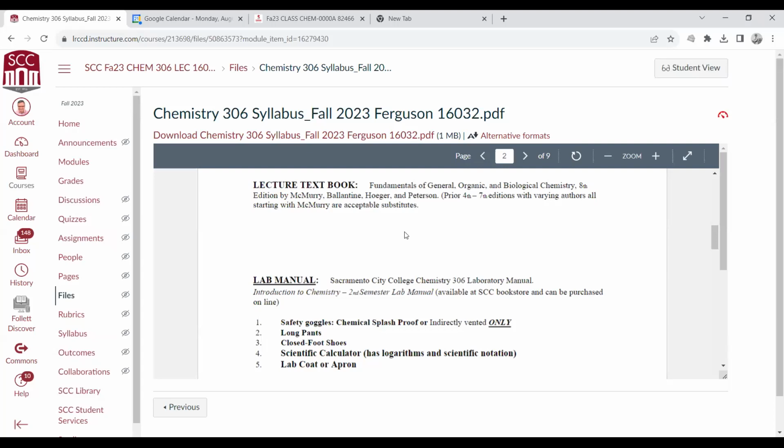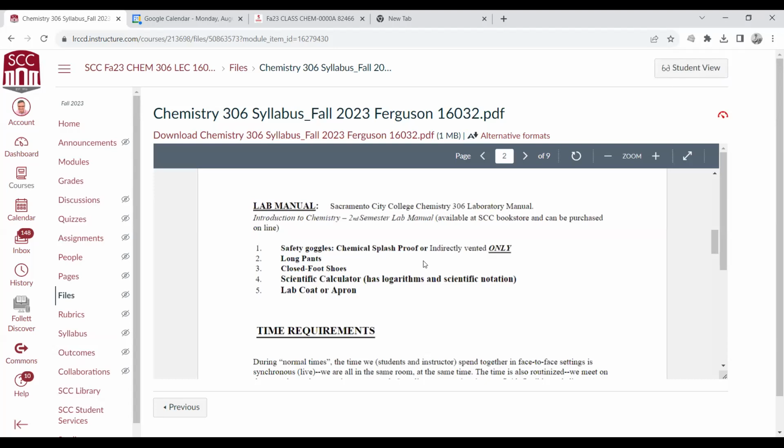Okay, as far as the lab goes, you're going to need safety goggles, and if you're coming from 305, you should already have that. The type of safety goggles I want you to buy, if you haven't bought any yet, are UVEX. And I can't write on this screen. I've got another screen I can write on. Let me go over to the whiteboard here.